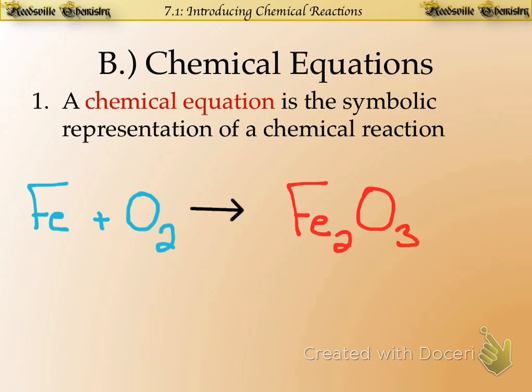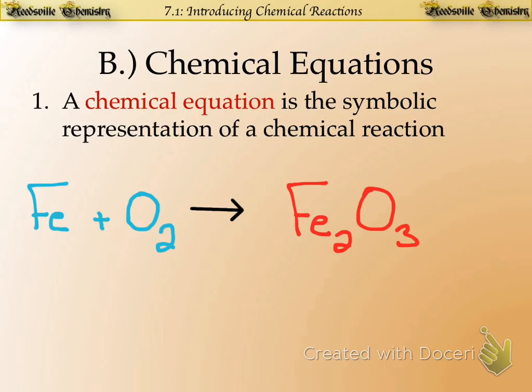Again, we have the products in red and the reactants in blue. We have the yield arrow in the middle. The one different thing about this chemical reaction is that it is not currently observing the law of conservation of mass. If you look on the left side, we've got one iron atom, and on the right side we've got two. And then also the oxygen atoms are wrong. So we want to fix that.